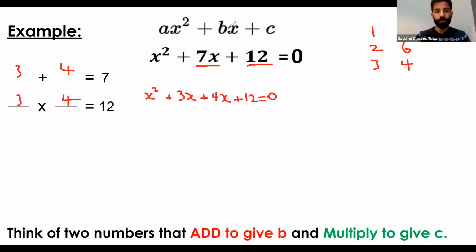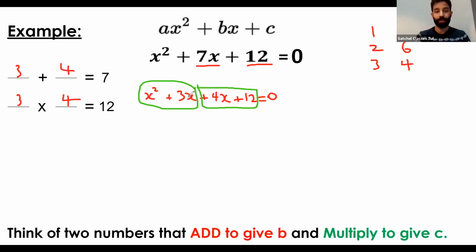Now, once you've done this, split your equation into two halves. So this is one half here, and this is the other half here. Include the sign as well, as you need to know if you're dealing with positive 4x or negative 4x. So in this case, we're dealing with positive 4x. Now factorize each of the expressions that you've created.